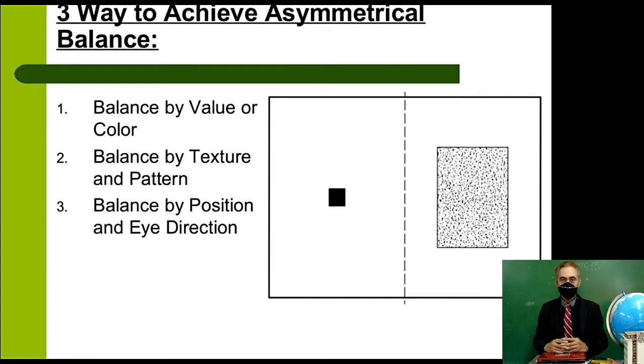There are three ways to achieve asymmetrical balance, or the informal balance. Number 1, balance by value or color. Number 2, balance by texture and pattern. Number 3, balance by position and eye direction.